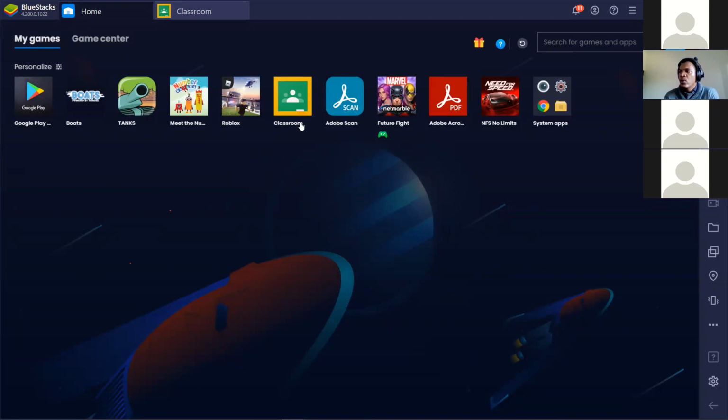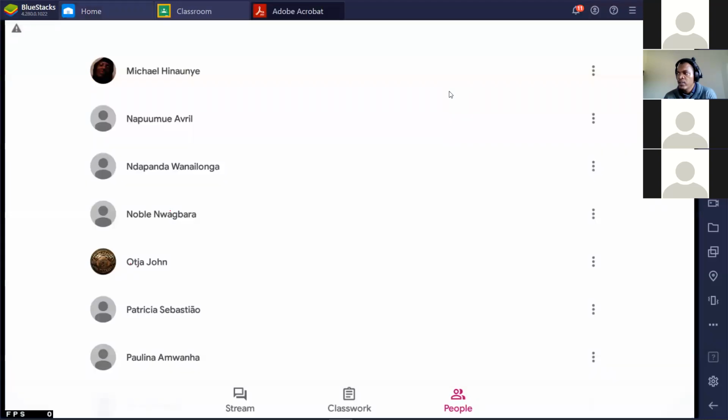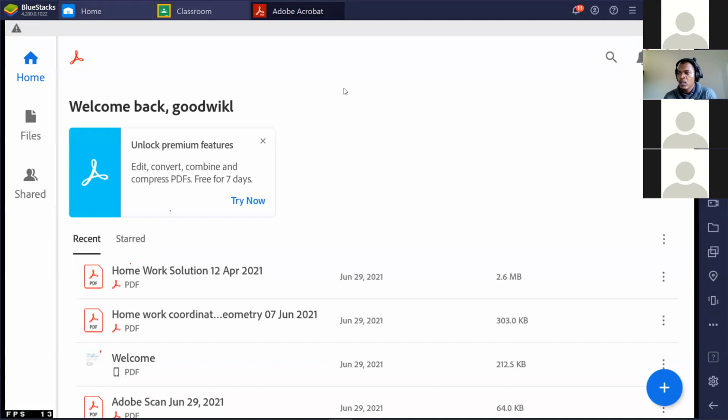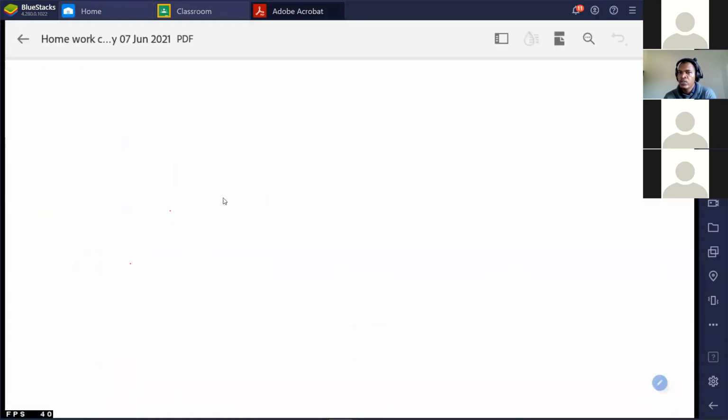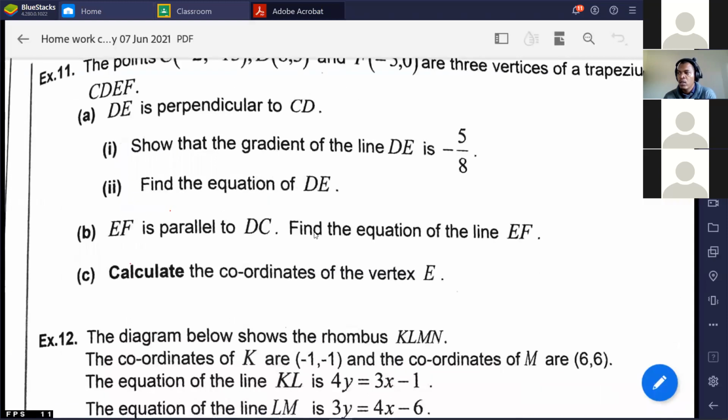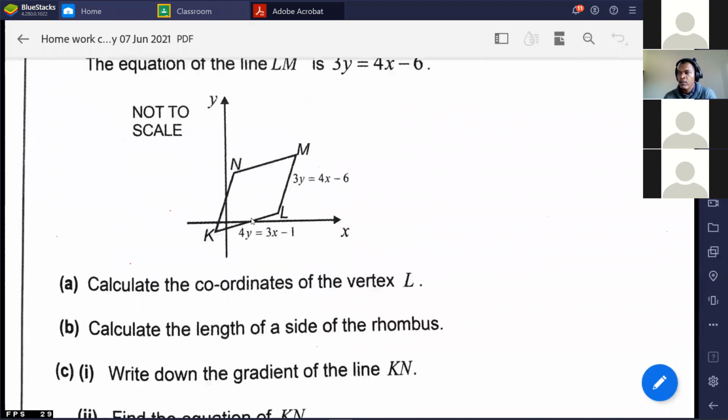Okay, so after the classroom, I would prefer this to Adobe PDF and Adobe Scan. These are the two most important ones that you should have. First with Adobe PDF, this one allows you to read PDF files, which I'm uploading on the Google Classroom. As you can see, this was a textbook example that we have from the textbook.